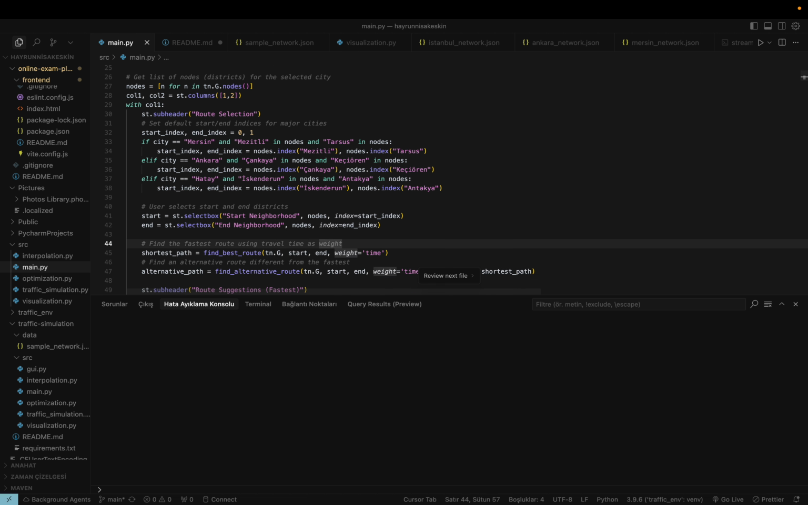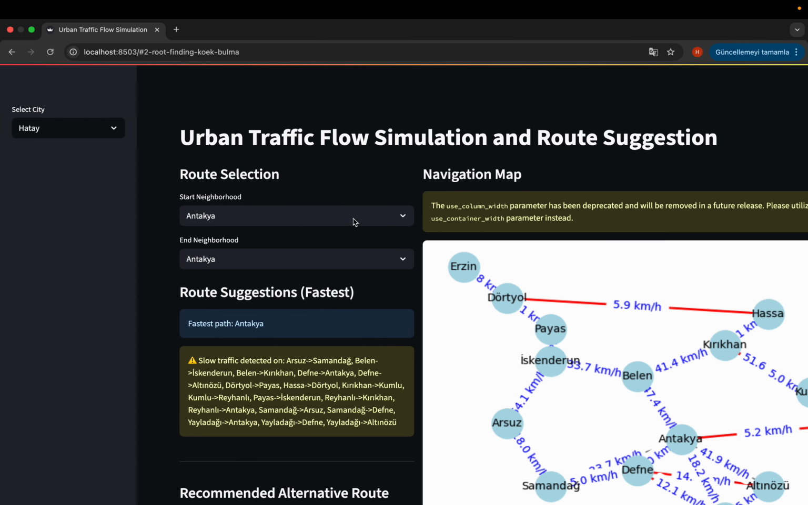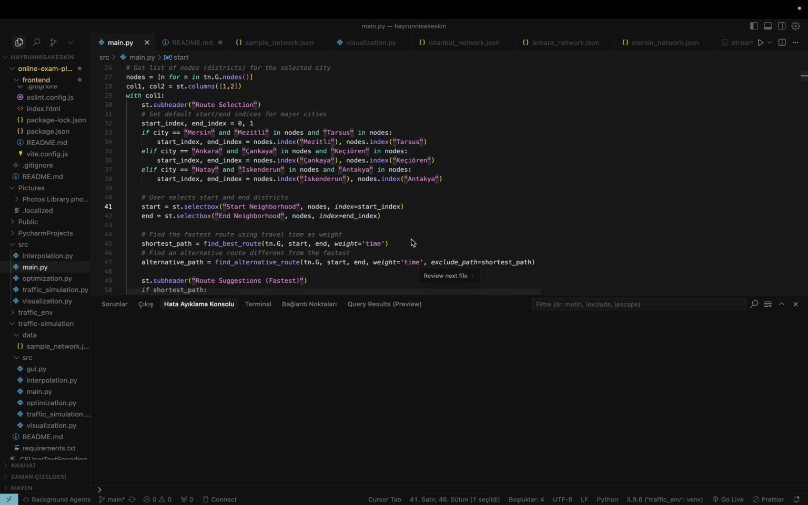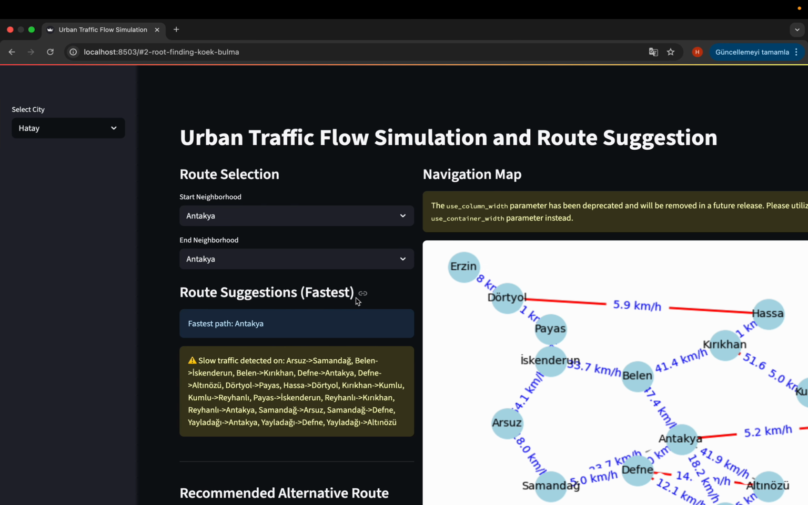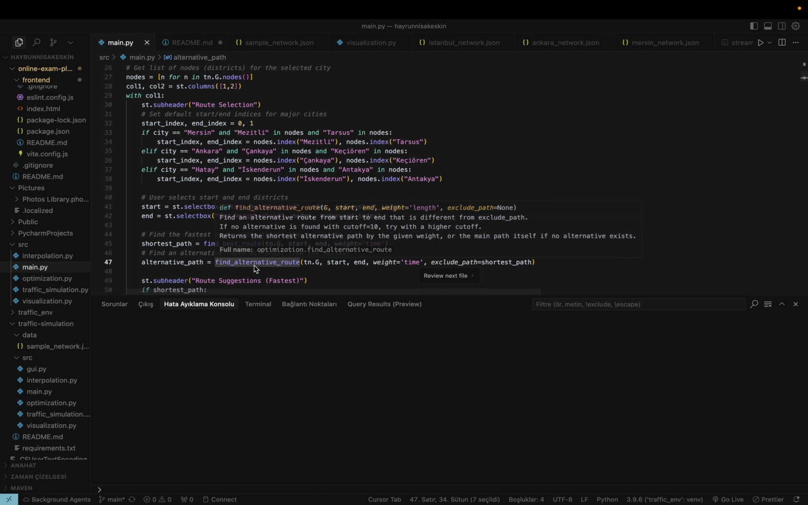The user selects start and end districts, the start neighborhood and end neighborhood. Then find the fastest route using travel time as weight, and find the best route. The shortest path and fastest path are the same. Then the alternative path: find the alternative routes.